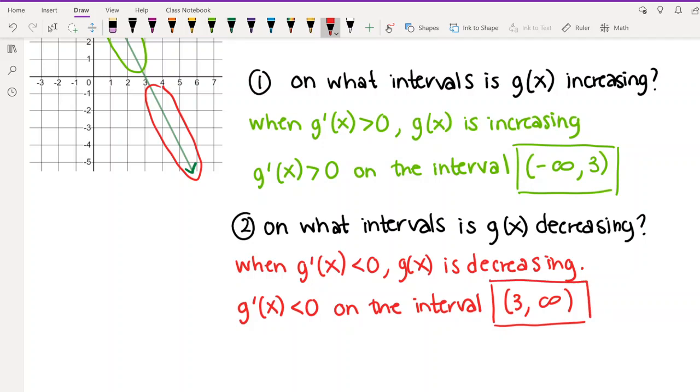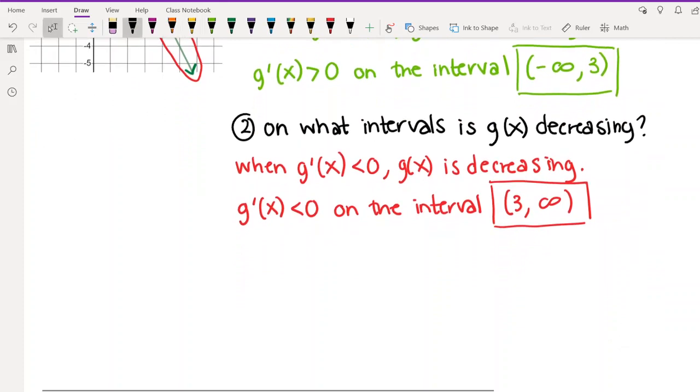So again, just to give a quick example of a specific point. On our derivative function, we have the point (4, -2). And so that tells us that if we had the graph of our original function, the slope of the tangent line at 4 would be equal to -2. And so it would be decreasing, right? And same goes with any other point in this part of the graph.